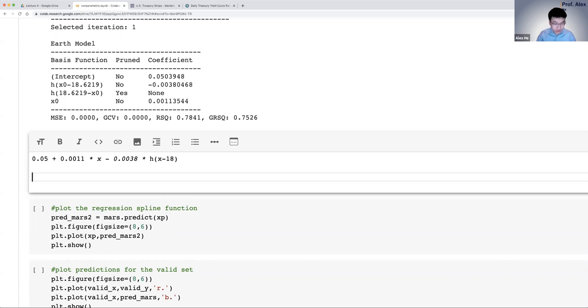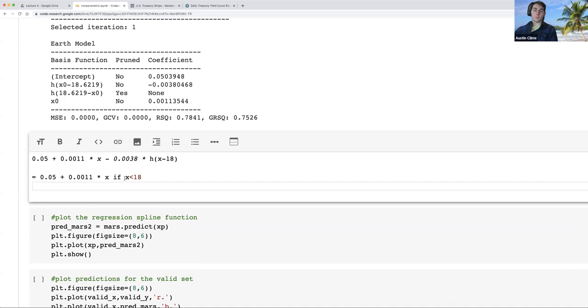So for this, it would be equal to 0.05 plus 1x if x is smaller than 18, right? Because if x is smaller than 18, then the second part equals zero. And the value is just 0.05 plus this coefficient times x.